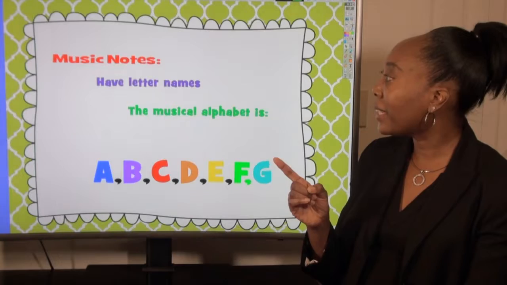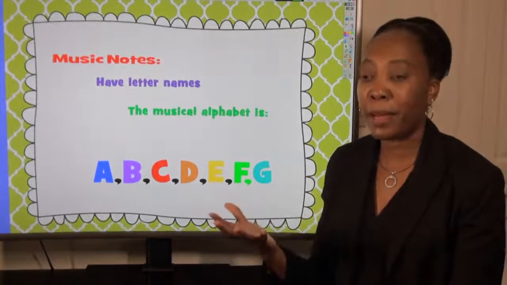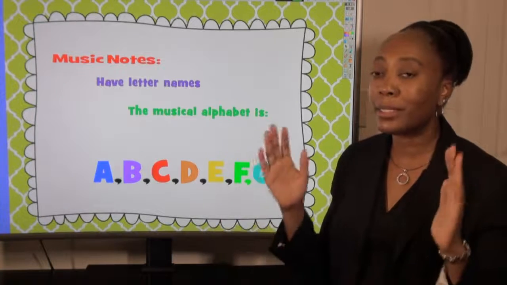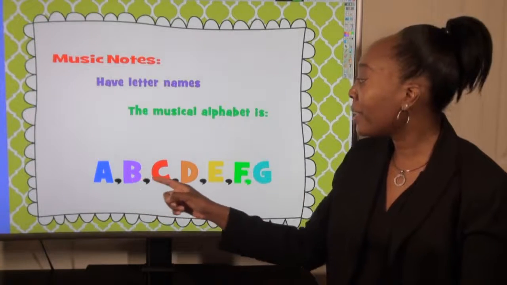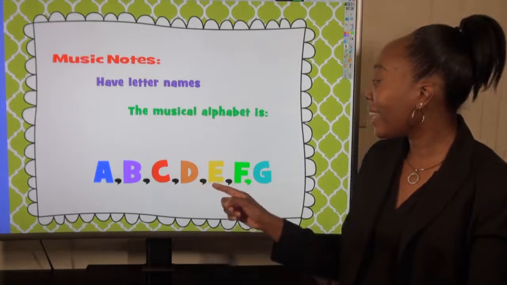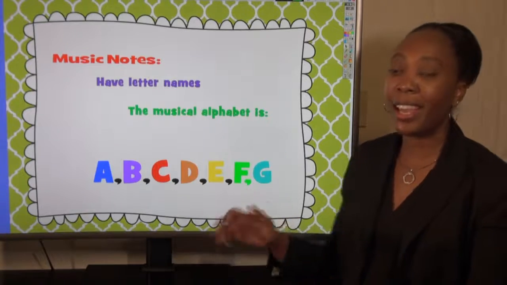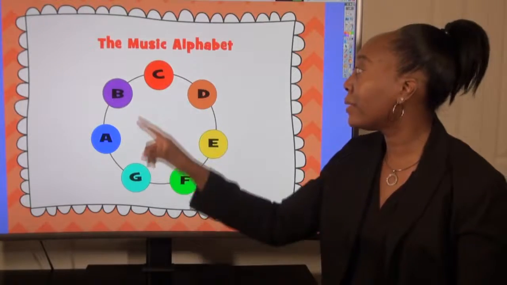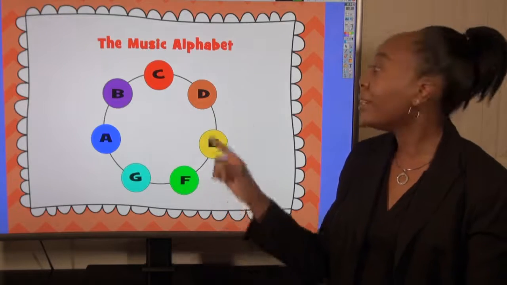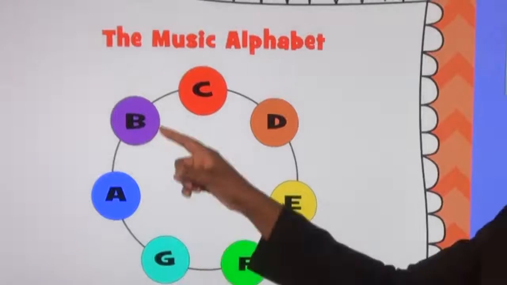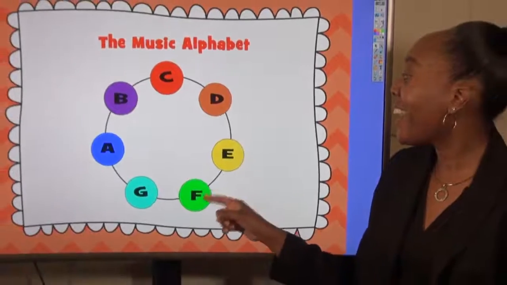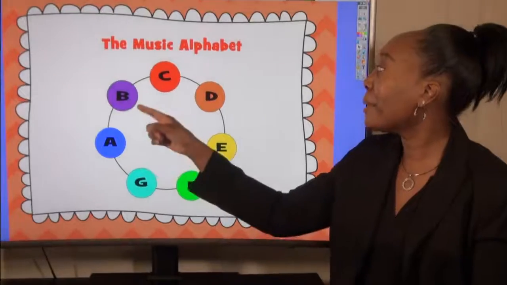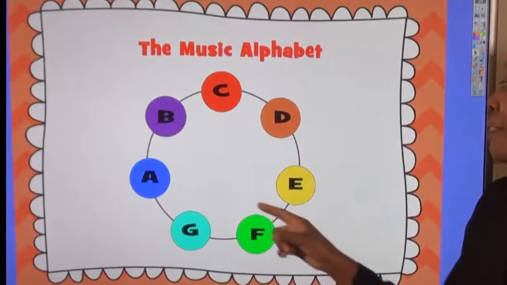Well, music has a music alphabet. But instead of going from A to Z, we just deal with A, B, C, D, E, F, G. That's it. That's our music alphabet. And it just keeps going around and around. So let's just do it together. A, B, C, D, E, F, G. There's no H, so we go back to A, B, C, D, E, F, G.